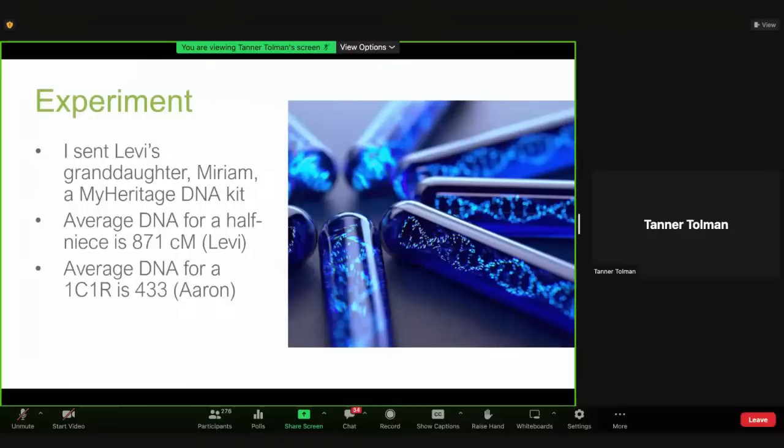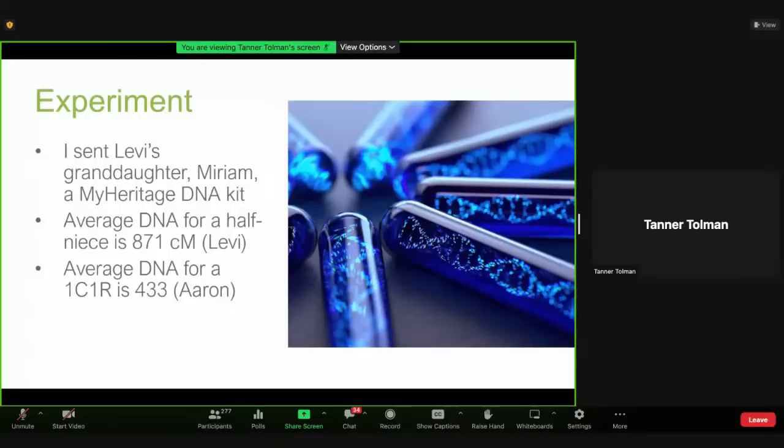So what Miriam said is, my grandfather Levi was, well, both Aaron and Levi were married at the time of conception. And she said Levi was a very stable family man. But Aaron was a party man. And it would not surprise me at all if Aaron is her father. So that's what we thought was going to happen. But we said, let's just go ahead and send a DNA test and just confirm that.